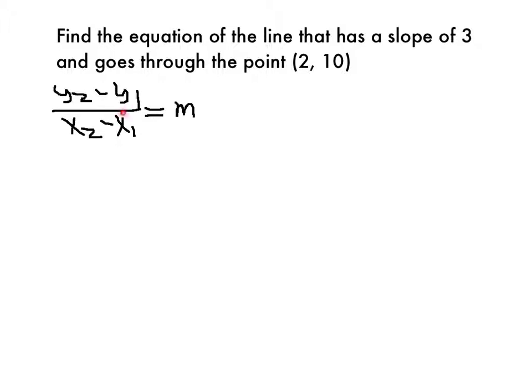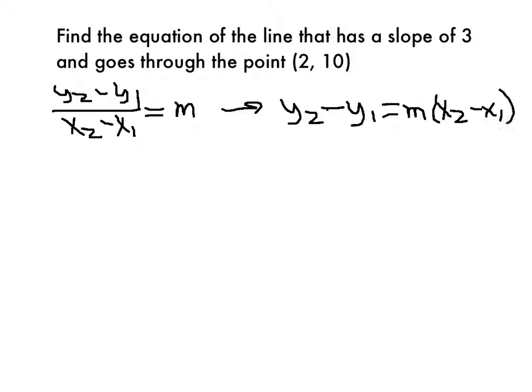If you multiply both sides by this whole thing here, this x2 minus x1, it would be eliminated on this side, but it would be multiplied by m over here. So that's what I'm going to do. I'm going to pick that x2 minus x1 up and move it to the other side, and I'll get y2 minus y1 equal to m times x2 minus x1.